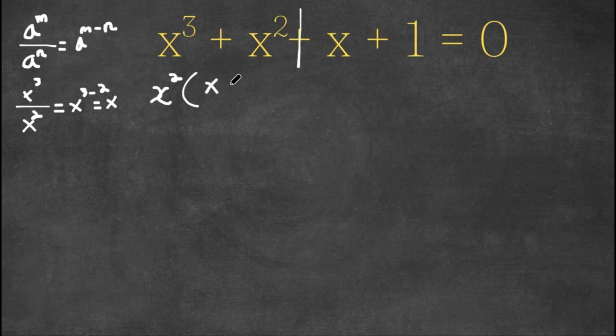So x to the power of 3 divided by x squared is x, plus x squared divided by x squared is simply 1, because anything divided by itself is 1. And now on this side we have plus, and as you can see, since we already have x plus 1 here, we don't need to do anything. This side can't be simplified. And this is equal to 0.